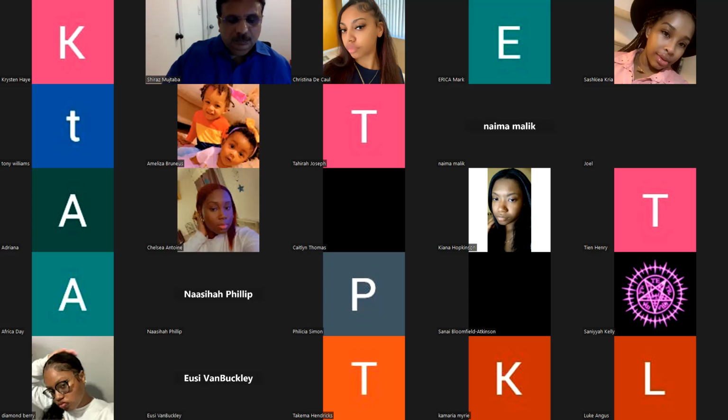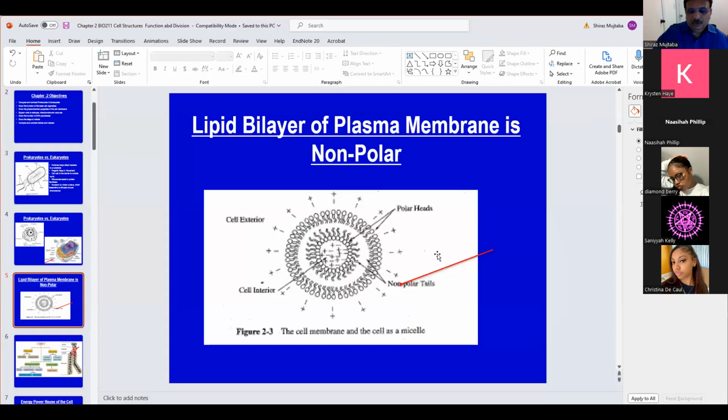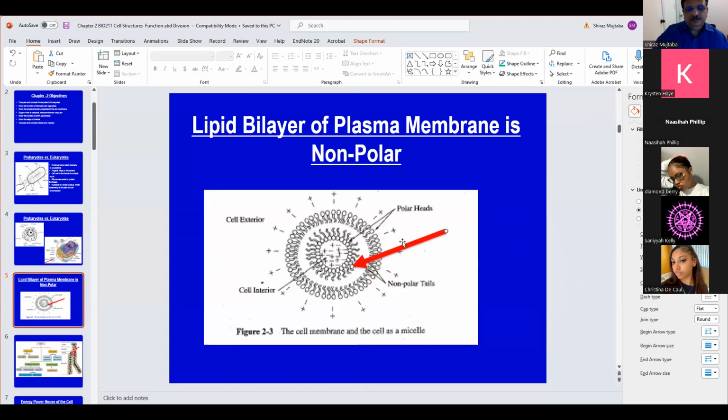Okay. This is what you see in this slide, that you have non-polar tails pointing inside, facing each other, and heads are exterior and interior.